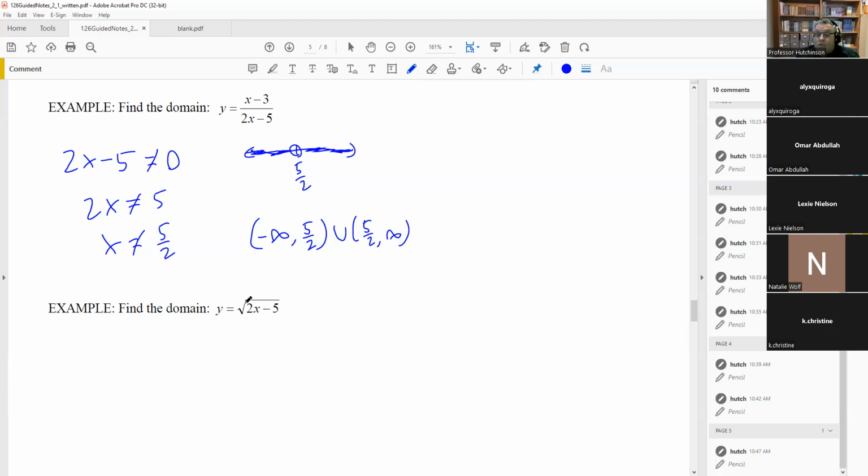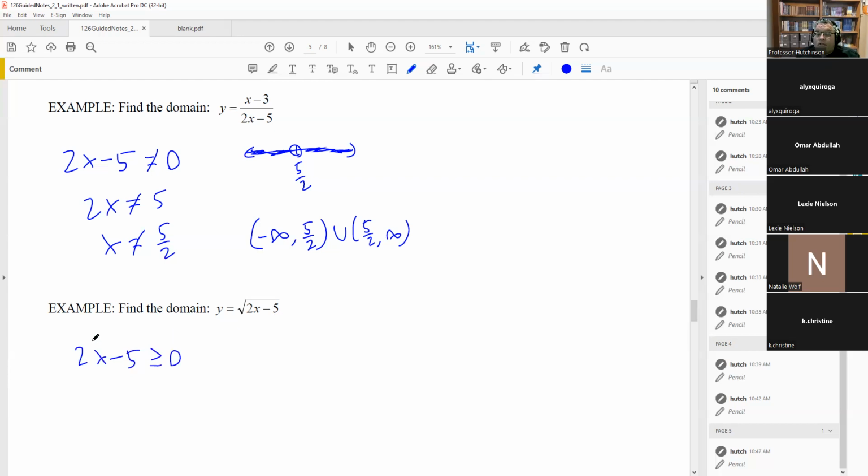For this one down below here, we have a square root. And what we know about square roots is that we can't take the square root of a negative number. So whatever is inside the square root has to be nonnegative. So this is how you're going to set this up if you have a square root. You're going to put 2x minus 5, which is what I have inside. That has to be greater than or equal to 0.